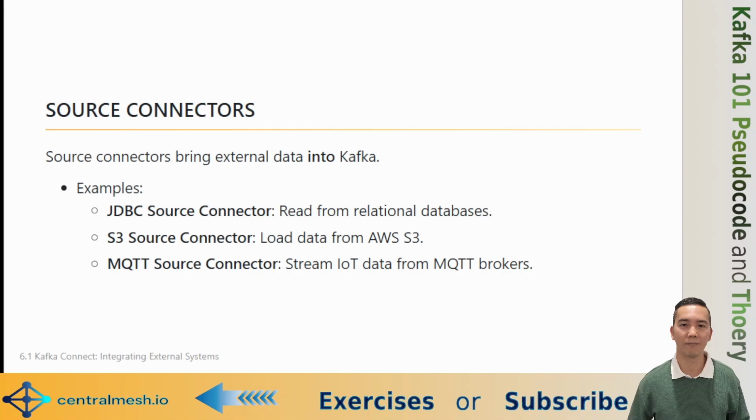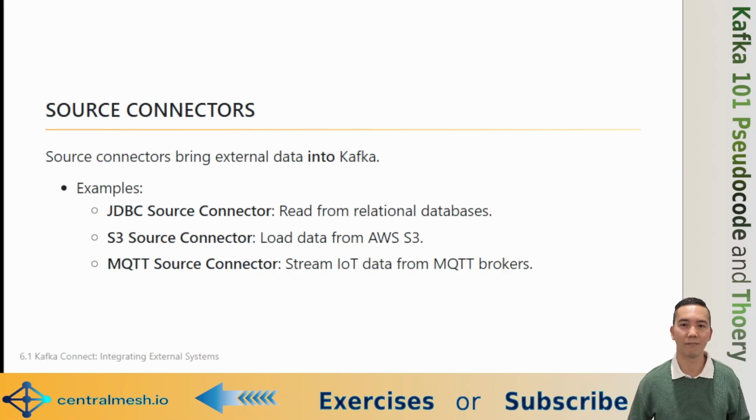Let's say instead of a database, we are dealing with cloud storage. Organizations often store vast amounts of structured and unstructured data in services like S3. To tap into that and bring it into Kafka, we use the S3 source connector. This allows us to ingest files from S3 buckets and stream their contents into Kafka topics.